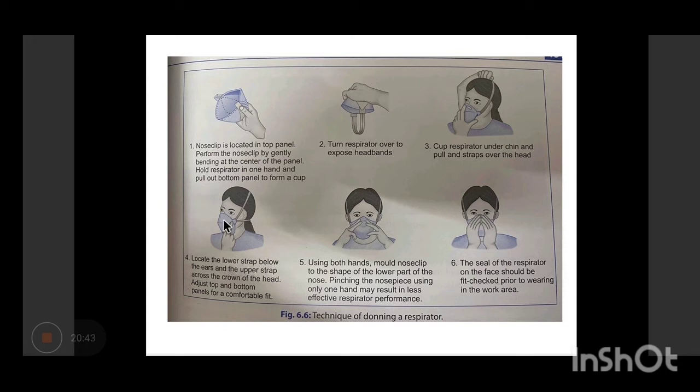Adjust the top and bottom panel for a comfortable fit according to you. Then, using both hands, mold the nose clip to the shape of the lower part of the nose. Using both hands, like the girl in the picture is pressing the nose clip. Pinching the nose piece only by hand may result in less effective respirator performance.